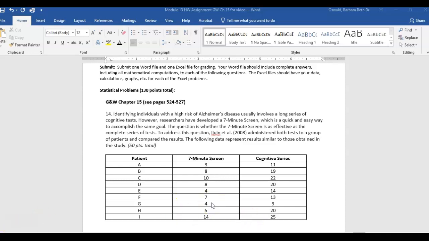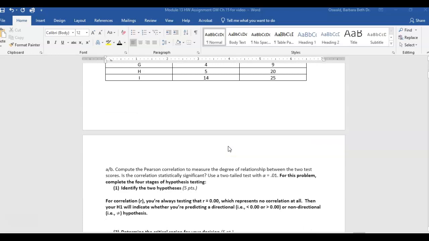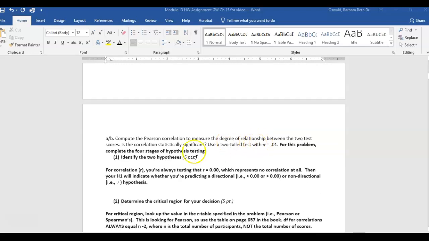The key thing to remember here is that the scores in and of themselves don't necessarily matter, just that lower scores on the 7-minute screen would correlate with lower scores on the cognitive series and so forth. Okay. So to test the hypothesis, we would go through the 4 steps of hypothesis testing. The first step is to identify the 2 hypotheses.